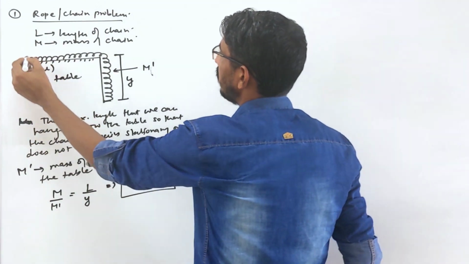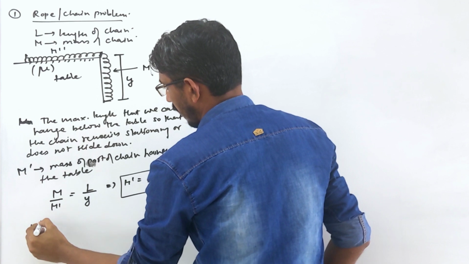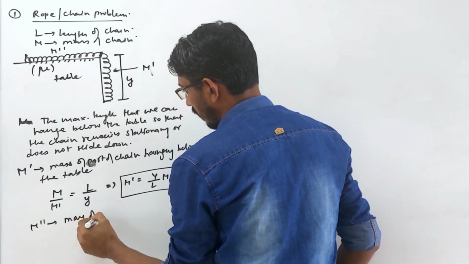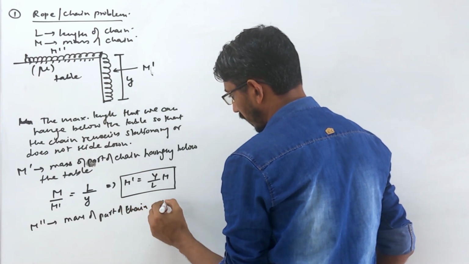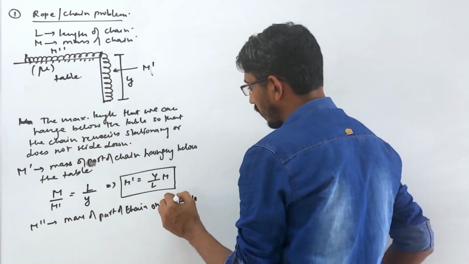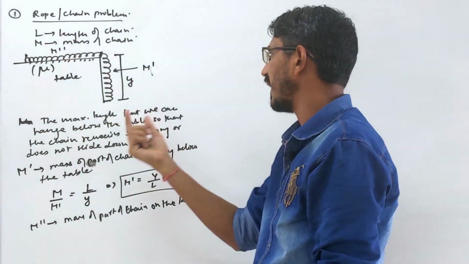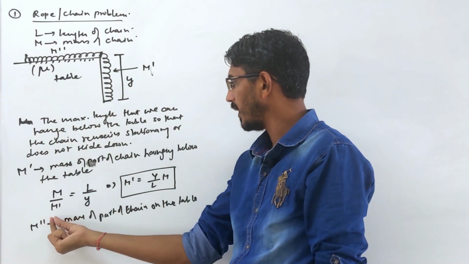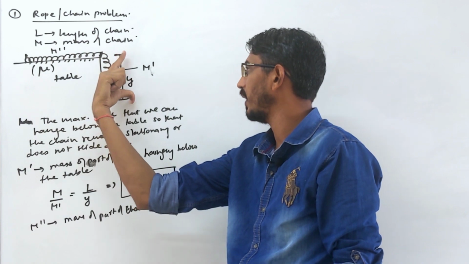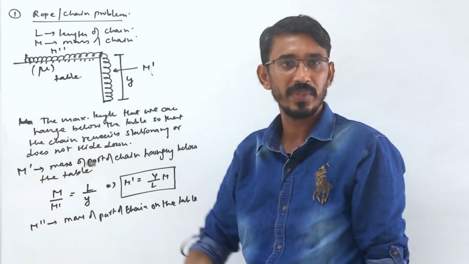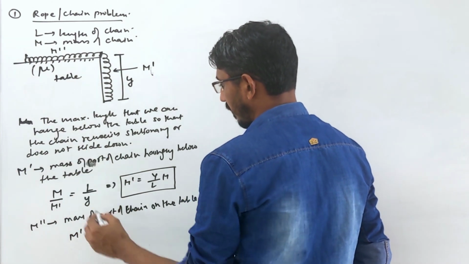Similarly, we have to find the mass of the remaining piece also. Let's call it M double dash, the mass of the part of the chain on the table. M dash is hanging below the table, and the remaining is on the table. You could do the same calculation again with length L minus Y, but you don't need to do that much hard work, because simply M double dash is the total mass minus M dash.